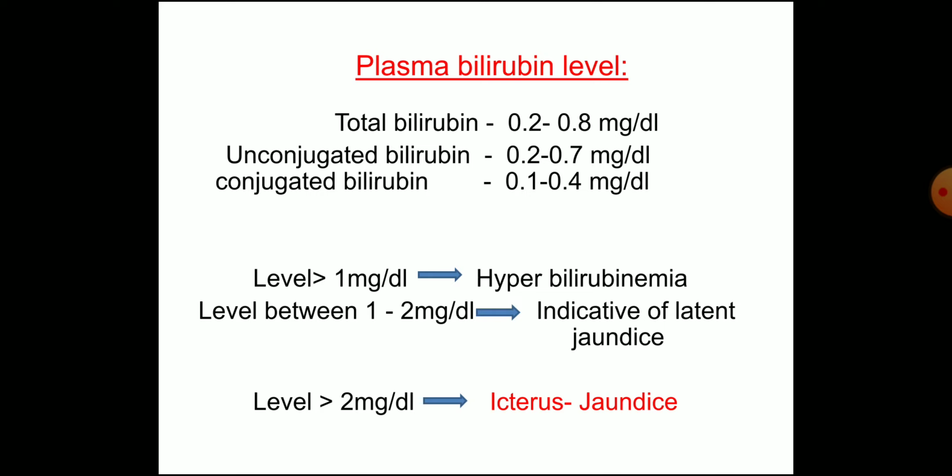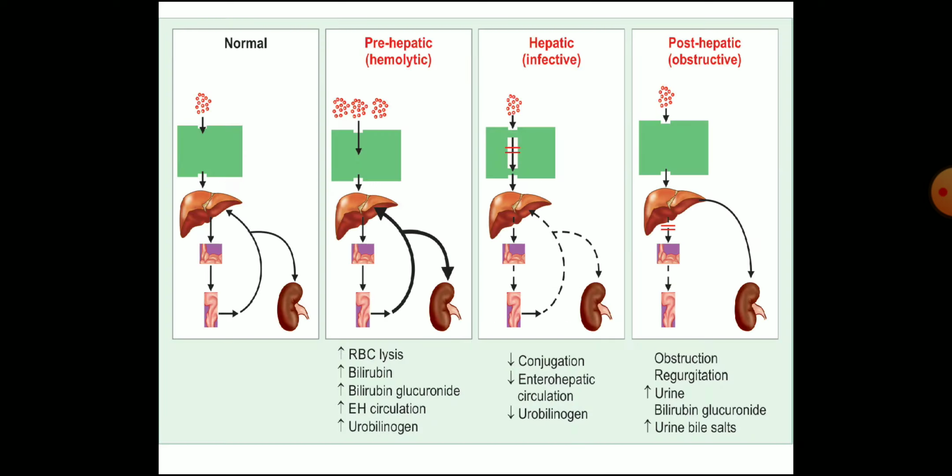A level between 1 and 2 milligrams is called latent jaundice or subclinical jaundice. Then if the level is above 2 milligrams, we call it jaundice or icterus. So only when the total bilirubin goes above 2 milligrams can you say that it is jaundice.